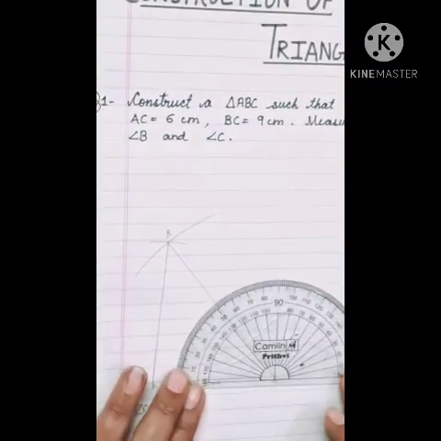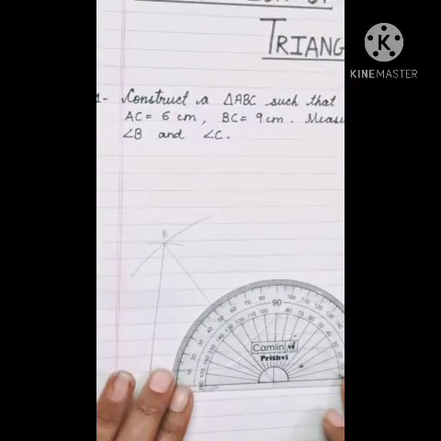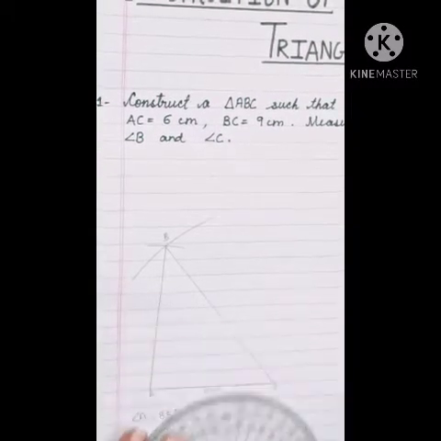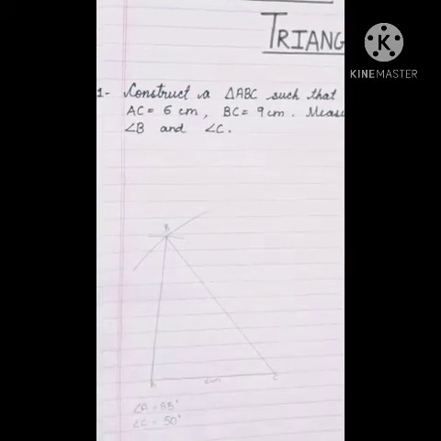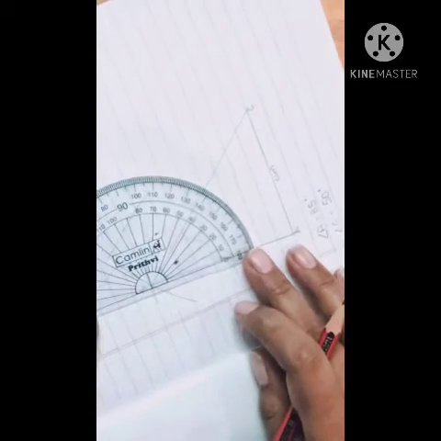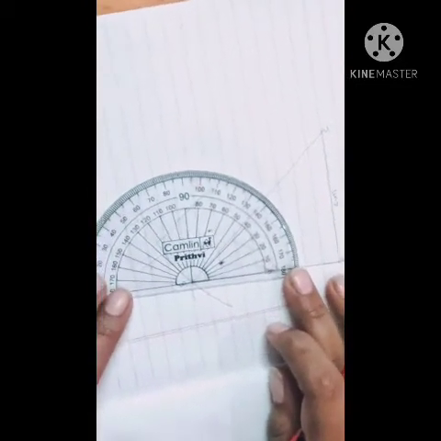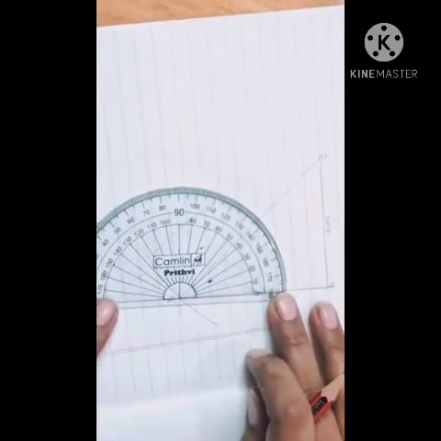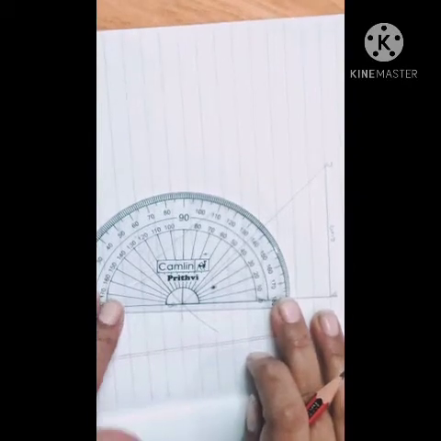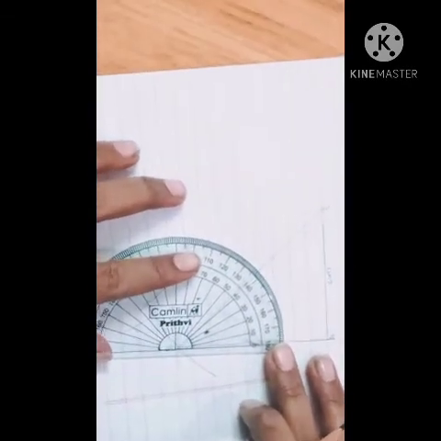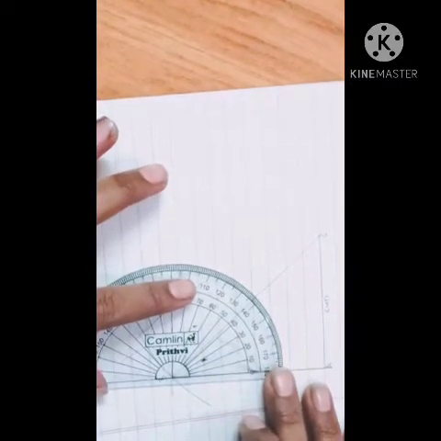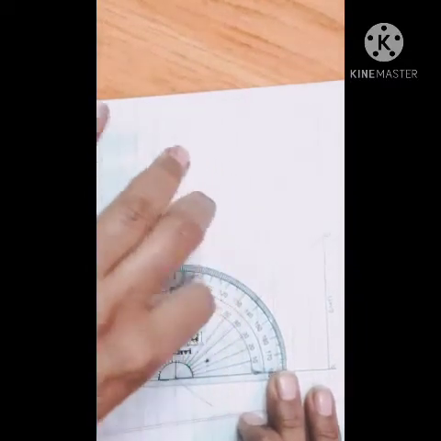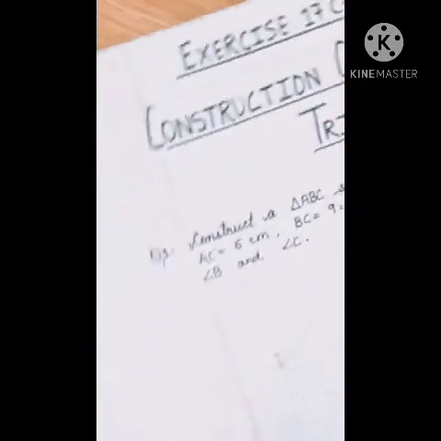Measure angle C. Angle C is equal to 50 degrees. And we measure angle B. Angle B is equal to 45 degrees.